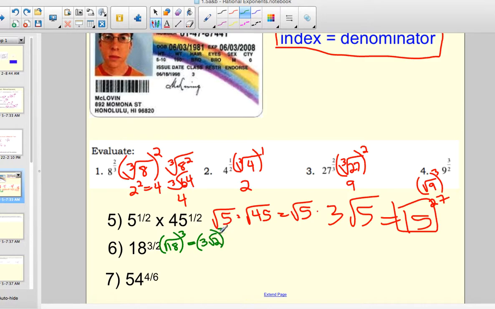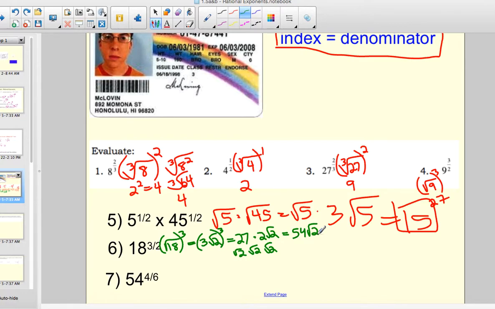Since you're not adding or subtracting here, you can distribute the 3 to both. So 3 to the 3rd is 27. And then the square root of 2 to the 3rd power is the square root of 2 times the square root of 2 times the square root of 2. Right, so you're going to have the square root of 2 times the square root of 2 here, and it's going to be 2 times the square root of 2. It's going to be 2 root 2. So it's going to be 27 times 2 root 2, which is just going to give you 54 root 2. Final answer.